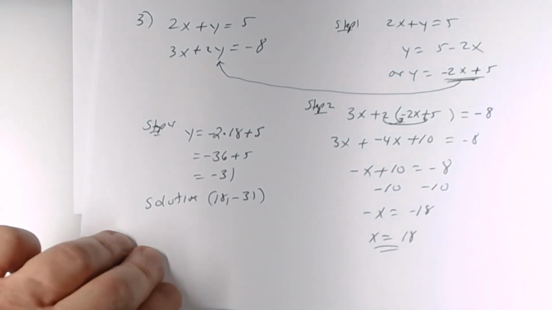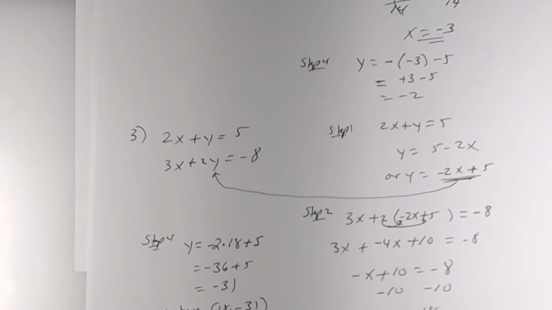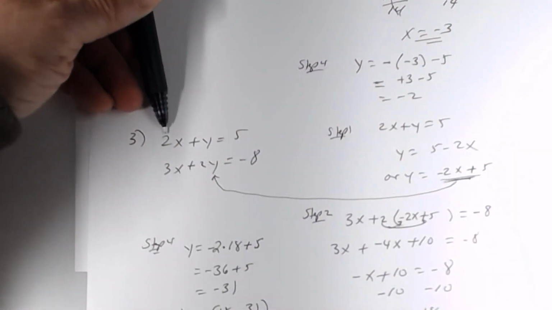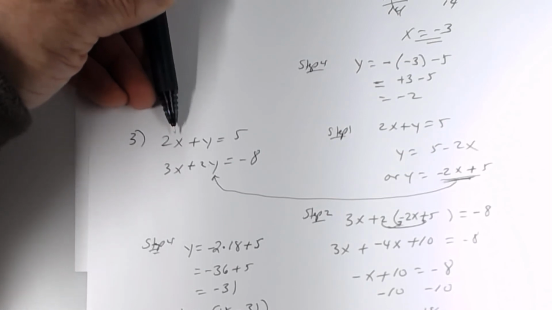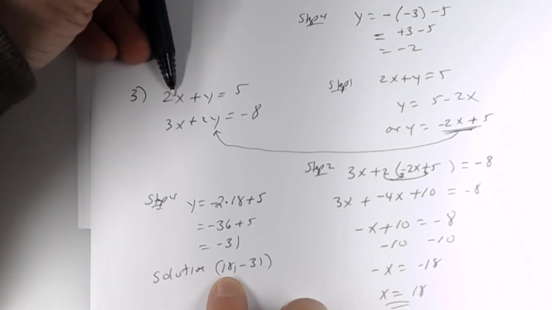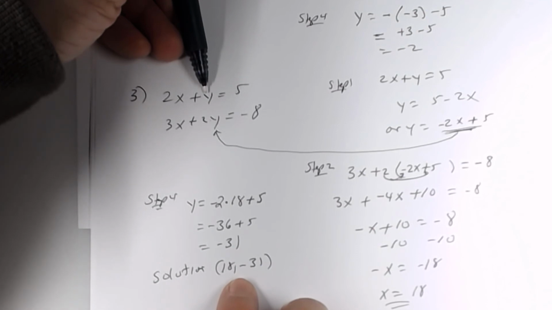Okay, yeah, make sure you put them in as an ordered pair, so make sure x is first, y is second. And you could easily check this in your mind. You don't have to write all this stuff down. So let's just quickly do this verbally. Remember, x is 18. So what's 2 times 18? 36. And y is negative 31. So what's 36 and a negative 31? 5.